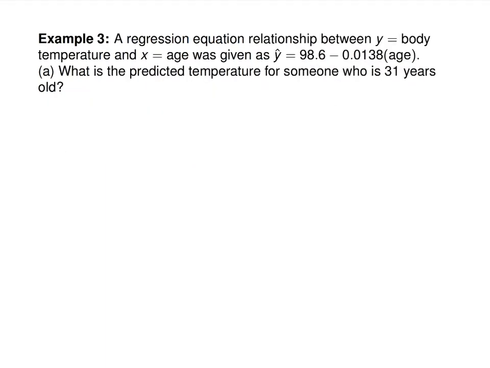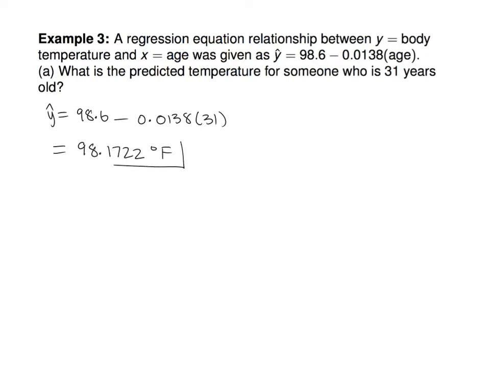Okay, a regression equation relationship between body temperature and age is given as y hat is 98.6 minus 0.0138 times age. What is the predicted temperature for someone who is 31 years old? Well, y hat is 98.6 minus 0.0138 times 31, which is 98.1722 degrees Fahrenheit.